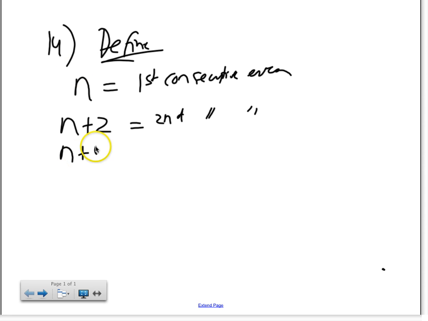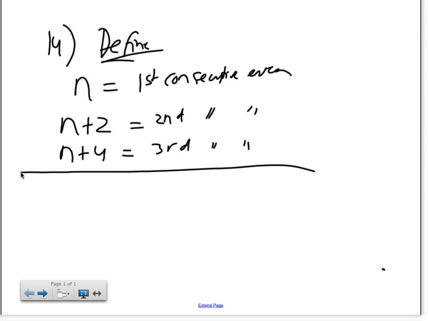N plus 4. So it's going to be my third consecutive even. Okay, so there. That's the definition, the defining part of your variable. You need to have this part to get credit. There you go. The second part asks to write an equation.